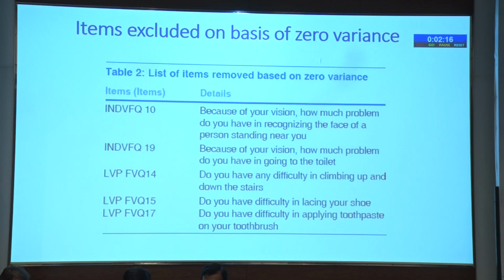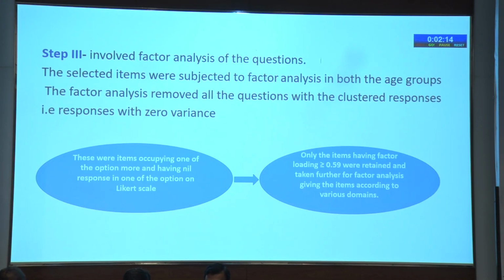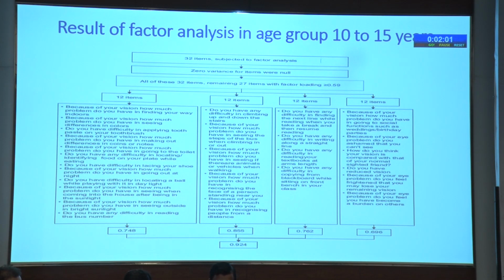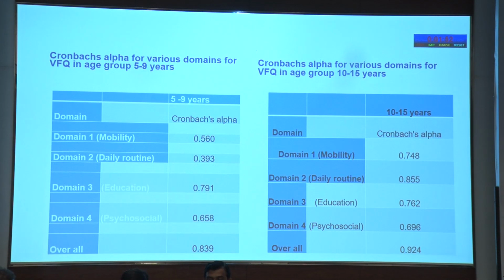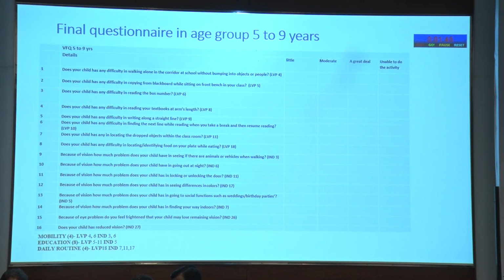Then steps 2 and 3 involved zero variance. It was a scientific method in which factor analysis was used. It gave us a few domains for these questions as well as factor loadings, and factor loadings of more than or equal to 0.59 were considered significant. The last step involved Cronbach's alpha, the determination of internal consistency, and we found Cronbach's alpha of 0.8 and 0.9. Both the VFQs are available.